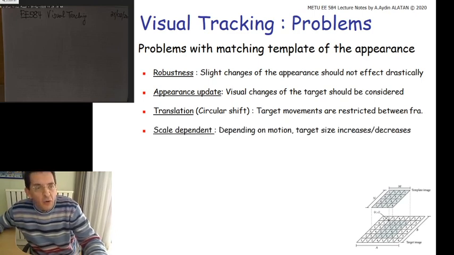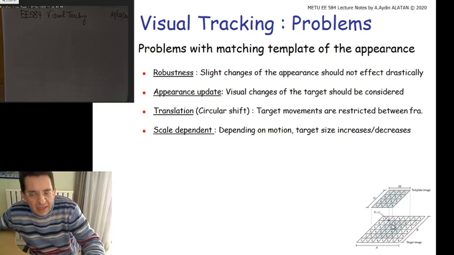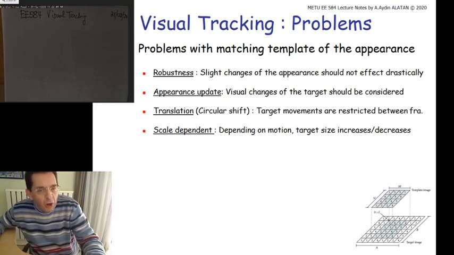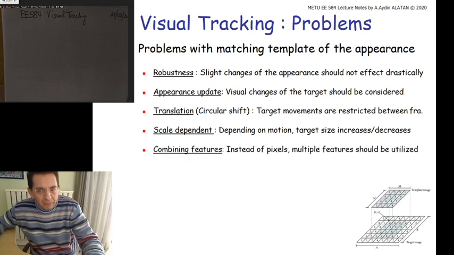Another thing is if you move towards the camera or far away from the camera, the size of the target will change. Therefore, your appearance update is okay, but in the meantime, you are not looking for a 4x4 in the next frame; maybe with a 4x4, you will try to match a 5x5 or 6x6, since the object is getting larger, for example. Your algorithm should be able to work with those kinds of scales.